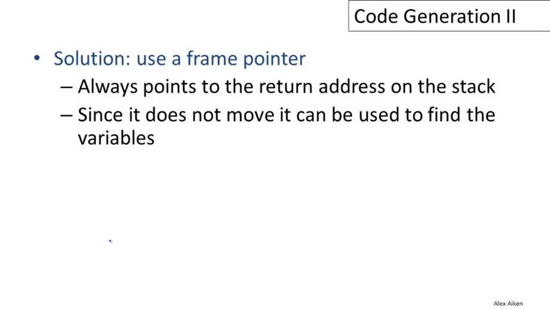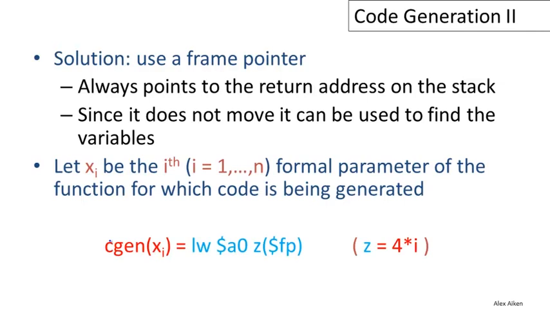So the solution is to use the frame pointer. The frame pointer always points to the return address in the activation record, and because it doesn't move during the execution of the function body, we can always find the variables at the same place relative to the frame pointer. So how do we do that? Well, let's consider the ith argument, x sub i, the ith argument to the function. So where is that going to be relative to the frame pointer? That will be at offset z from the frame pointer, and z is just 4 times i.